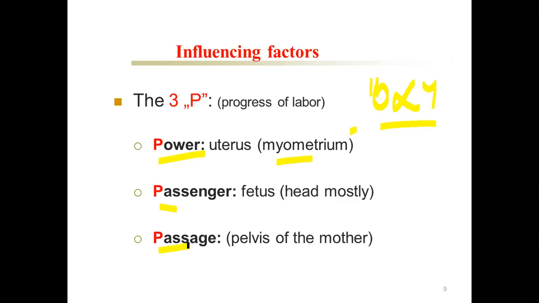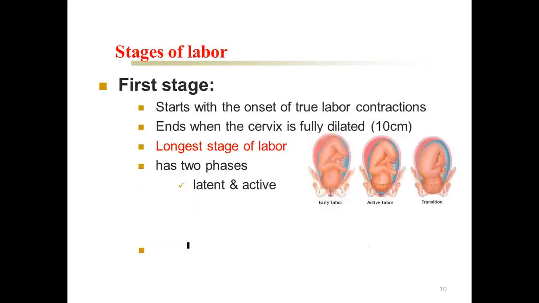So you can see there are several conditions that are supposed to be fulfilled before we expect normal delivery. Then, having said this much, let's see the different stages of labor. So what are the different stages? The first one is known as the first stage. It usually starts from the onset of true labor contraction and ends when the cervix is fully dilated.